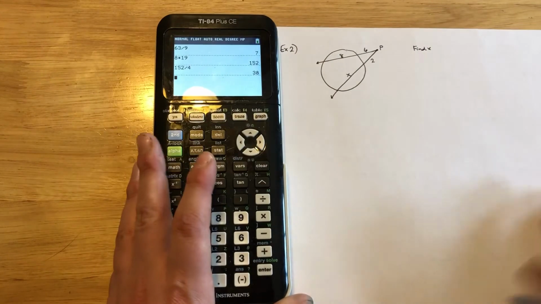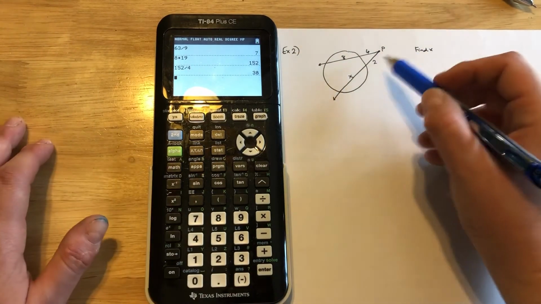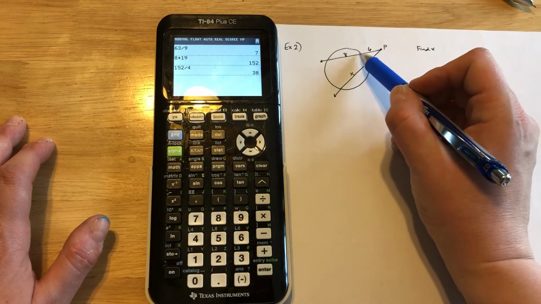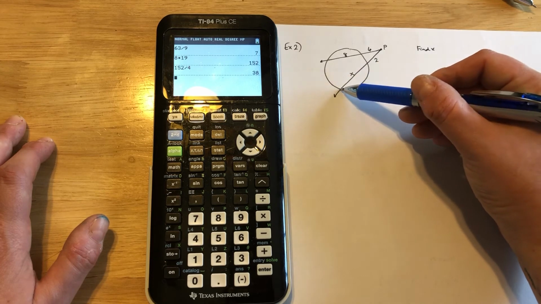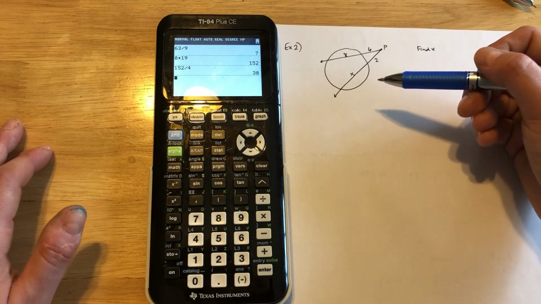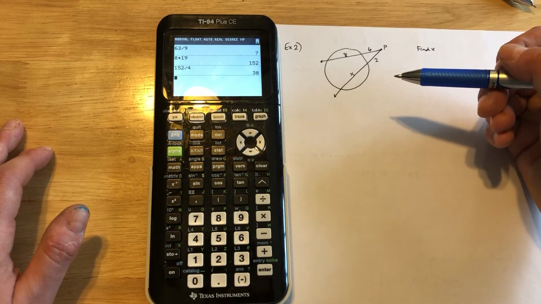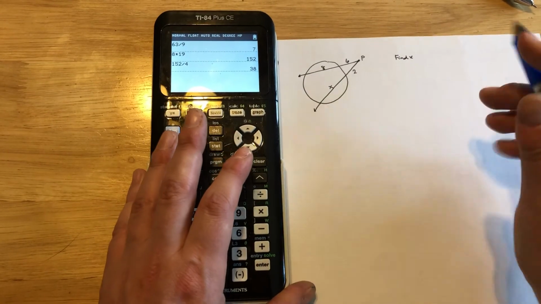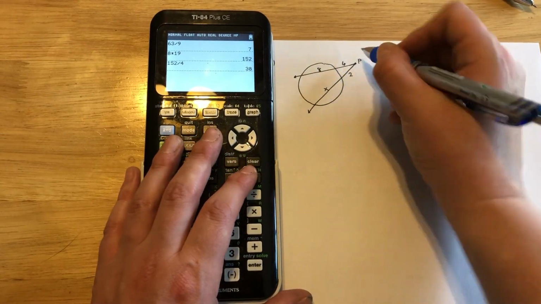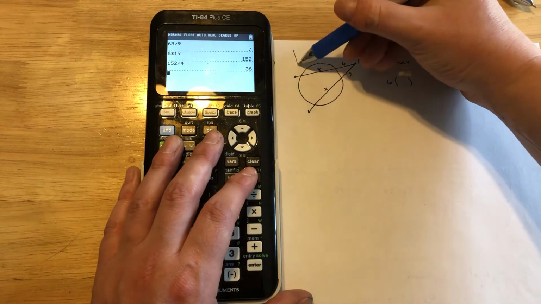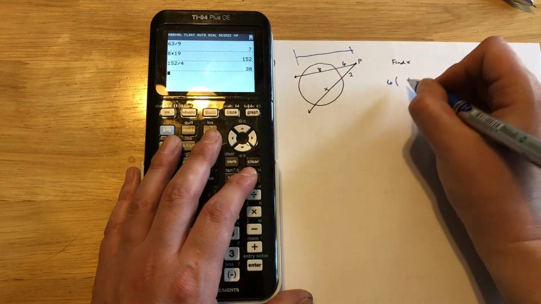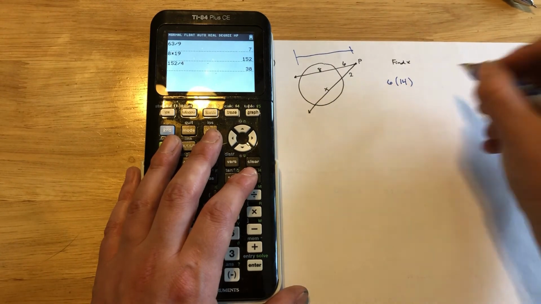One more example before I turn you loose. Example 2, from P to the circle is 6, and then another 8 units. From P to the circle down here is 2 units, and then another X units. Once again, these are not drawn to scale. If we set this up using our formula, using our product, that first top secant would start with the 6 times the overall distance. 6 plus 8 is 14 units.